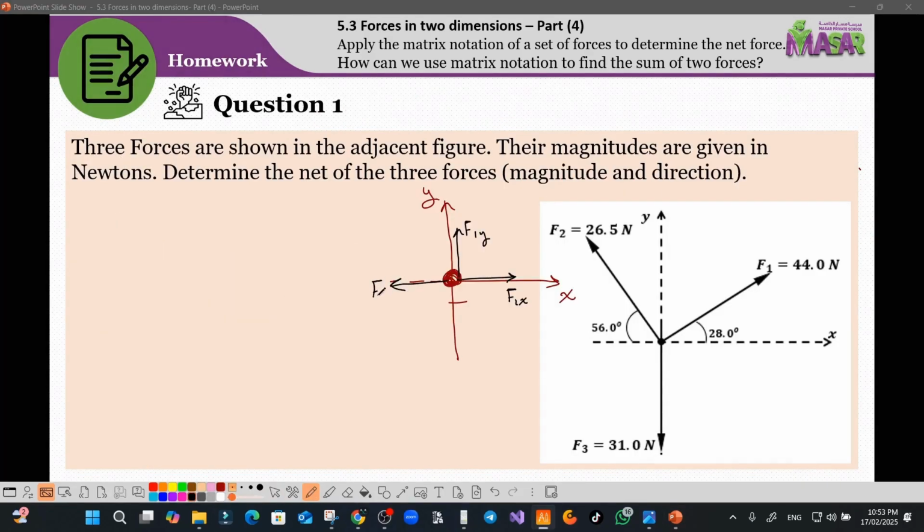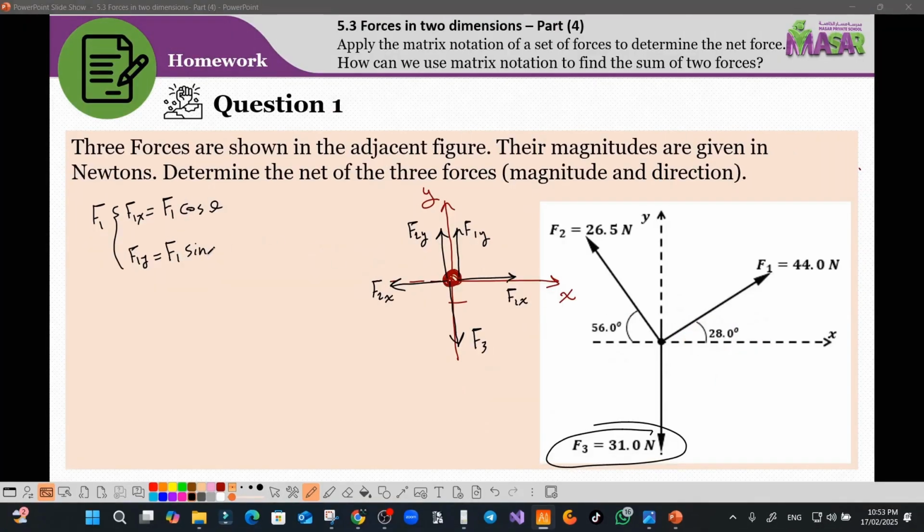We have F2x and F2y, and no need to decompose the F3 because it's already aligned along one of the axes. So let me draw here the F3. Now for the F1, since the angle given here is with respect to the x-axis, I can write directly that F1 has components F1x and F1y. The F1x is just F cosine theta, because the measured angles are with respect to the x-axis. And automatically I can say this is F sine theta.